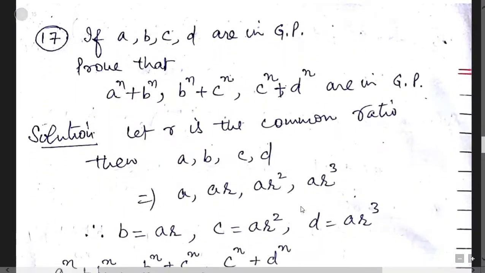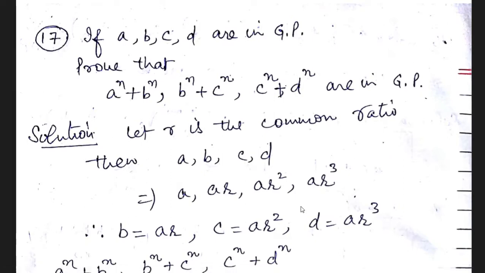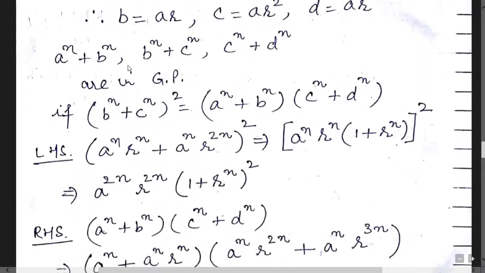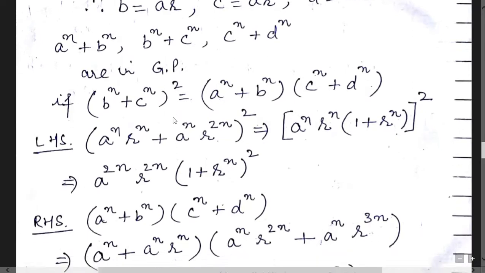Now about GP. If A, B, C, D are in GP, then you have to prove A raised to power n plus B raised to power n, B raised to power n plus C raised to power n, C raised to power n plus D raised to power n are in GP. If A, B, C, D are in GP, it means B is equal to AR, and C is equal to AR square, and D is equal to AR cube. Now insert these values in the second statement. These terms are definitely in GP if the square of the central term is the product of the first and third term. Apply this formula and check whether these terms are equal or not.